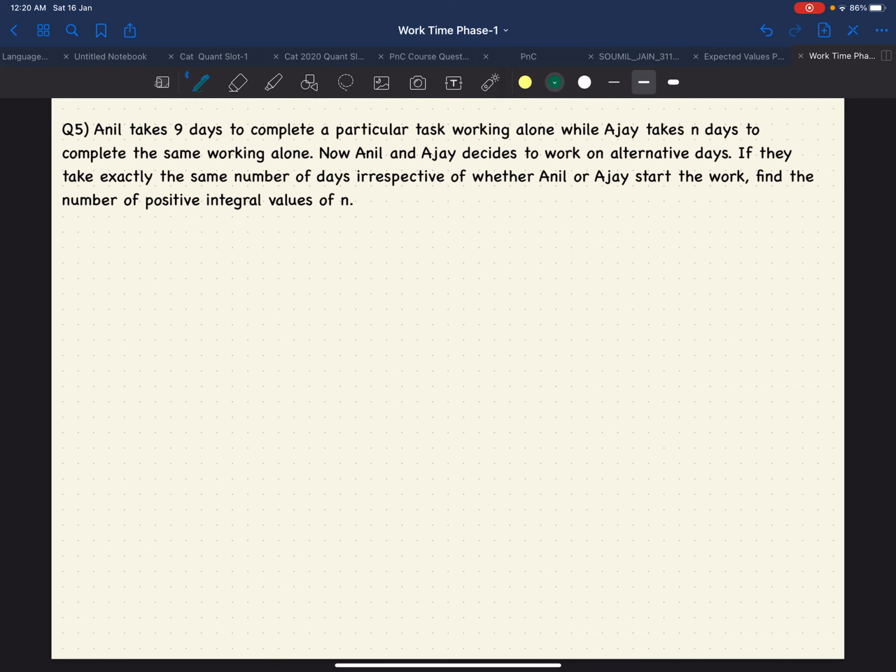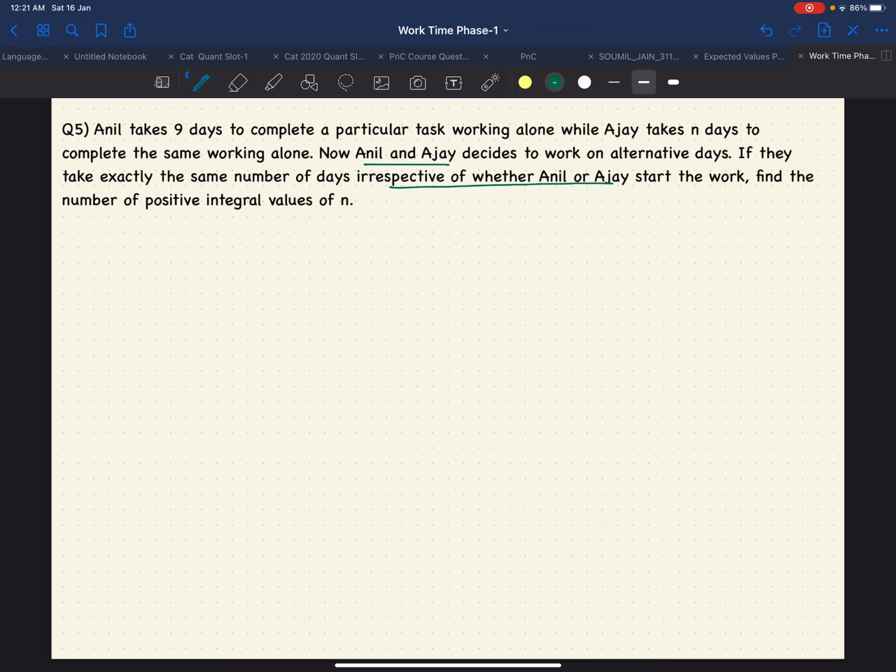Now, moving on to question 5. Anil takes 9 days to complete a particular task while working alone, while Ajay takes n days to complete the same work working alone. Now, Anil and Ajay decide to work on alternate days. If they take exactly the same number of days, irrespective of whether Anil or Ajay starts the work, find the number of positive integral values of n.